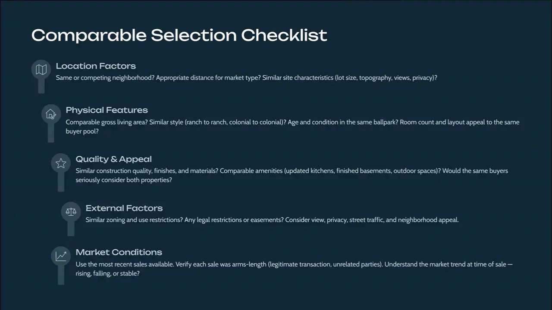Fifth, gather complete and accurate data about each comparable. Verify the sale price, date, property characteristics, and any unusual conditions affecting the sale. Photograph the comparable if possible. Review public records, MLS data, and other sources to ensure accuracy. Incomplete or inaccurate data undermines your entire analysis, so this verification step is critical for credible results.